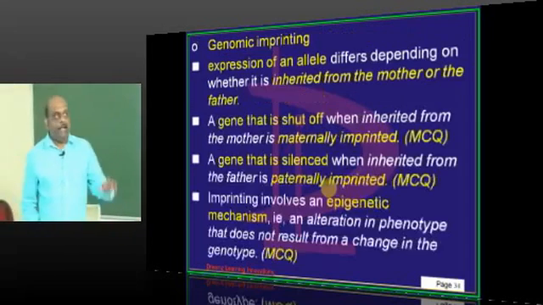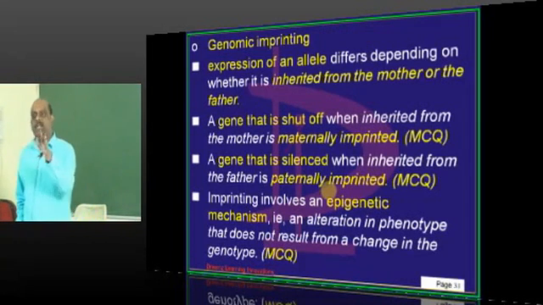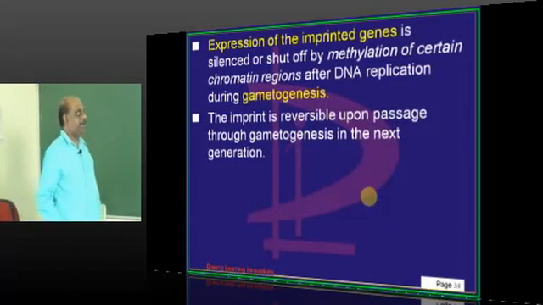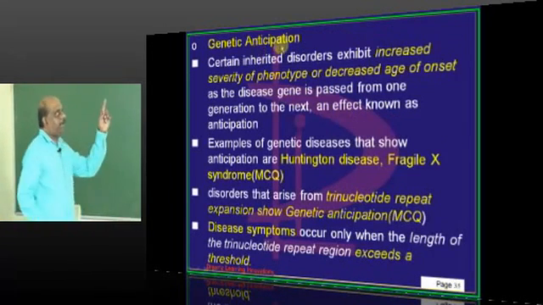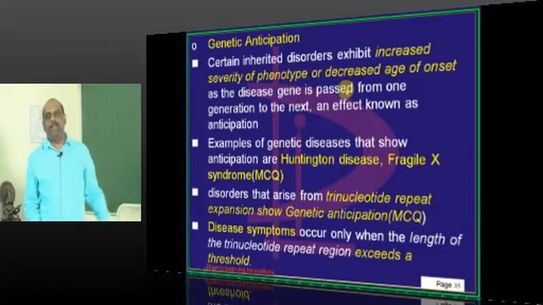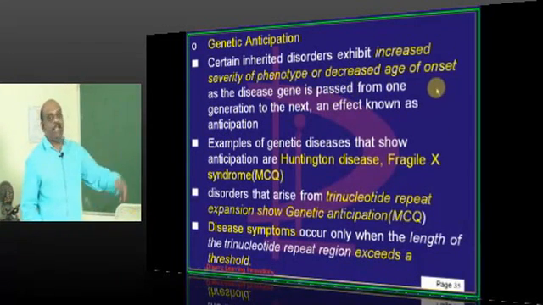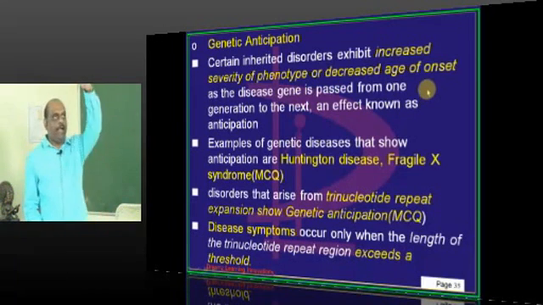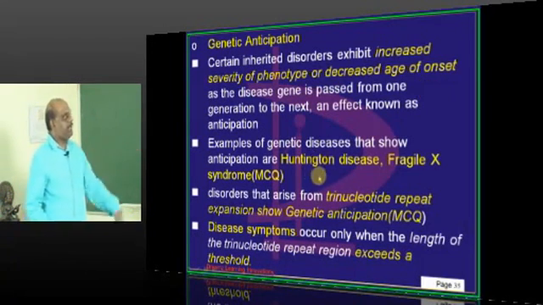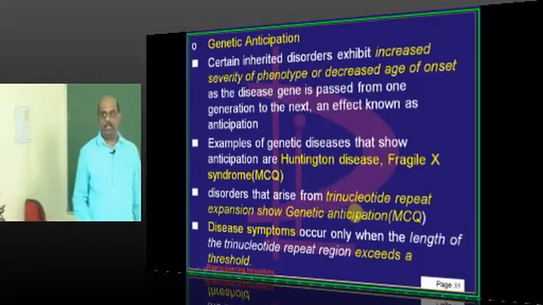So imprinting is an epigenetic phenomenon mediated by methylation, which you should not forget. Then comes genetic anticipation, which we have already discussed: increasing severity of the phenotype and decreasing age of onset as the gene passes down the generations. So which conditions show genetic anticipation?